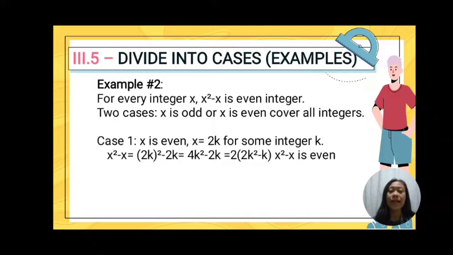Case 1. x is even. x equals 2k for some integer k. x squared minus x equals (2k) squared minus 2k equals 4k squared minus 2k. So, i-factor natin. 2 times (2k squared minus k). Ayan na ng formula o yan na yung formula na kahit anong ilagay mo dyan, pag ilagay mo sa x squared minus x ay magiging even. So, yan na yung integer.